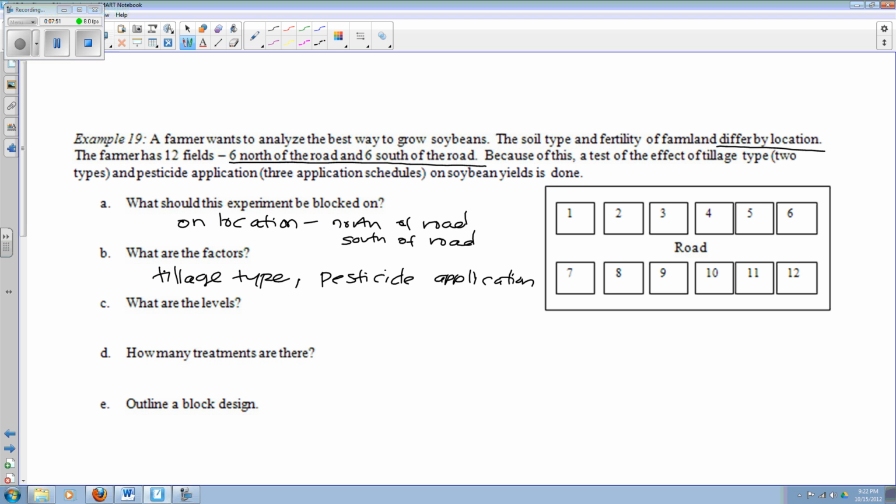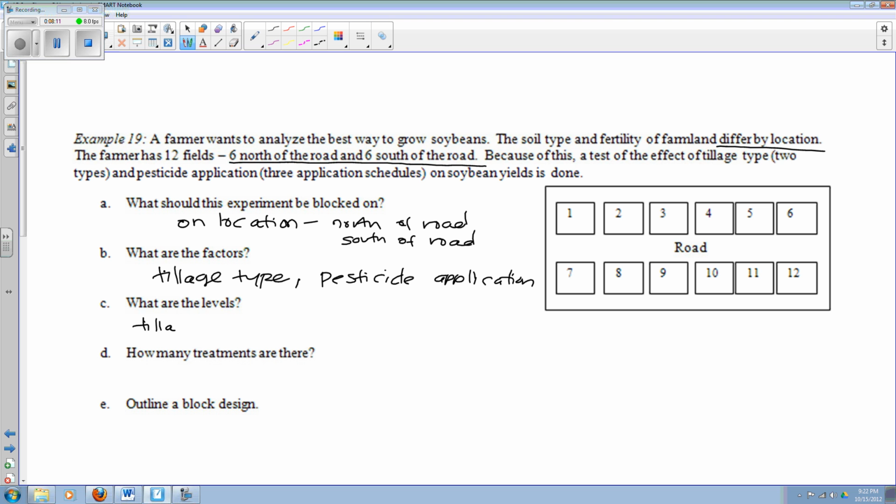All right, what are the levels? So when you break down those 2 variables, the factors, what type of levels are we going to talk about? And then in here, we don't specifically know the different types. It's not spelled out for us. So the tillage, though, they tell us that there's going to be 2 types, and the pesticide, there's going to be 3 types.